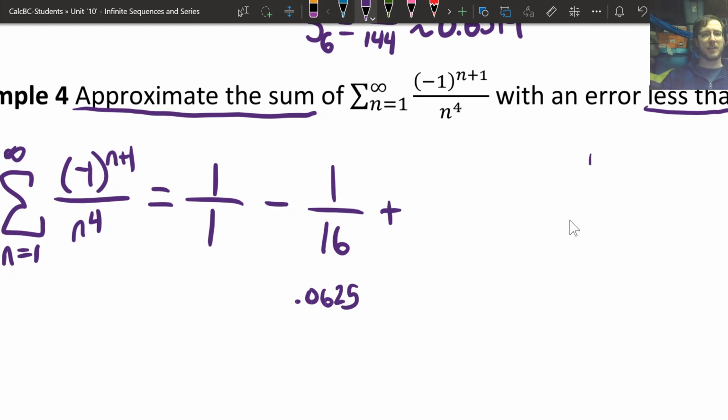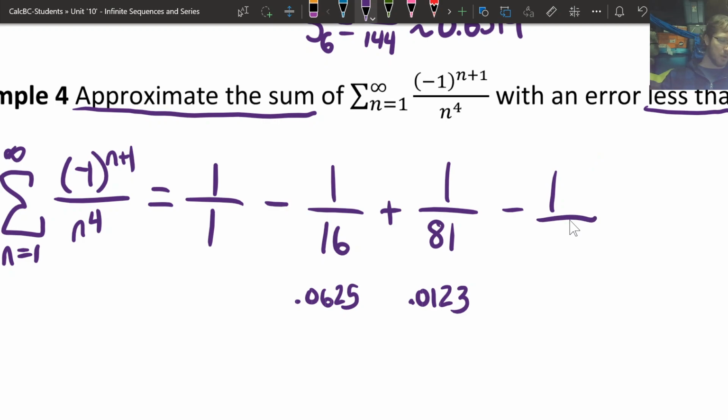Again, alternating series, so we're going minus, plus. Our next one is going to be 1 over 3 to the 4th power, which is 81. 1 over 81 rounds to 0.0123. Next term is going to be minus 1 over 4 to the 4th power, which is 256. 1 over 256 rounds to 0.0039. So you see how we're getting closer? We're getting smaller and smaller values.